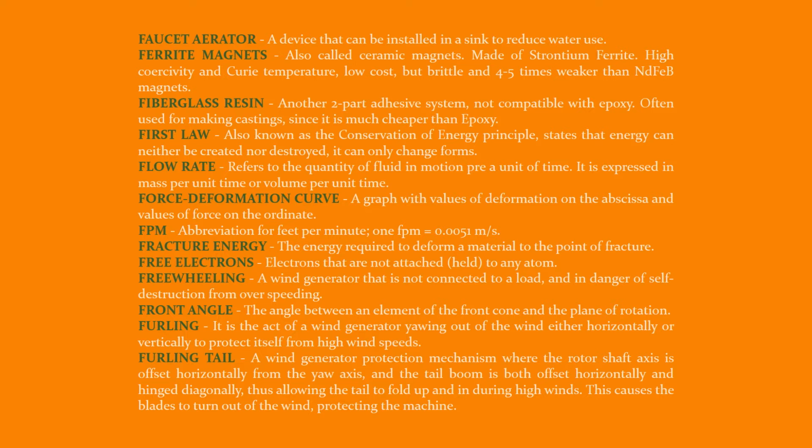Furling, it is the act of a wind generator yawing out of the wind either horizontally or vertically to protect itself from high wind speeds. Furling tail, a wind generator protection mechanism where the rotor shaft axis is offset horizontally from the yaw axis, and the tail boom is both offset horizontally and hinged diagonally, thus allowing the tail to fold up and in during high winds. This causes the blades to turn out of the wind, protecting the machine.